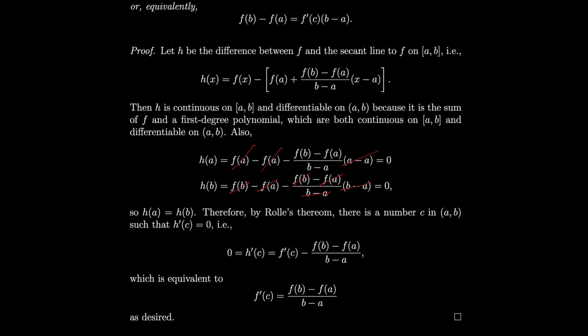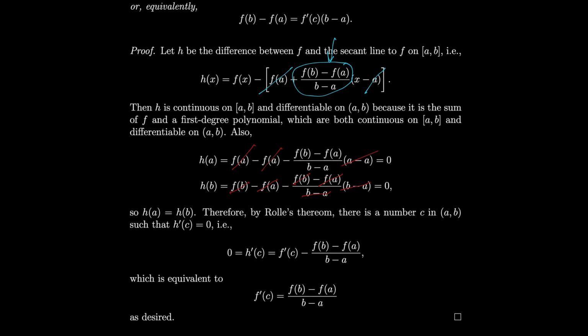f of a, well, that's a constant, so the derivative is 0. Same thing over here with this a, 0. So that means I have a constant times x. So when you have a constant times the variable x, remember the derivative is just that constant. You lose the x. So that's why you end up with this. You get f prime of x minus f of b minus f of a over b minus a. And then you plug in c for the x value, and it becomes this.